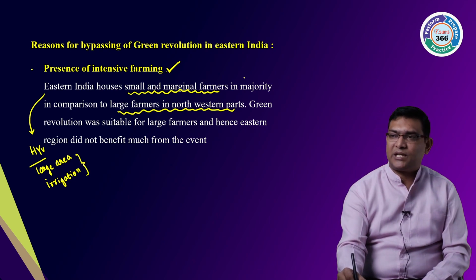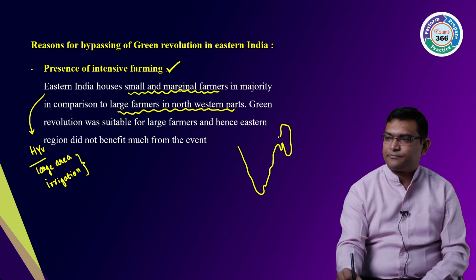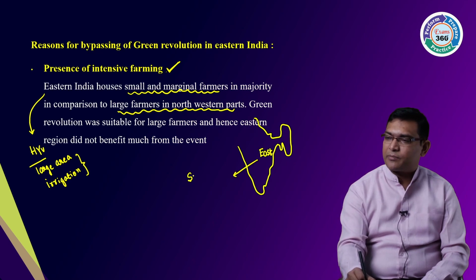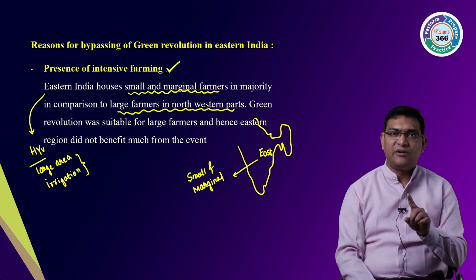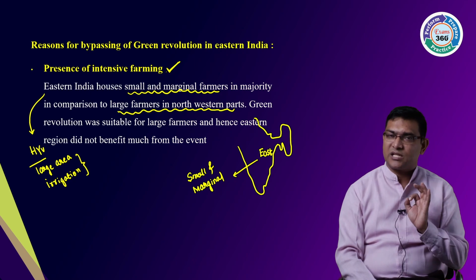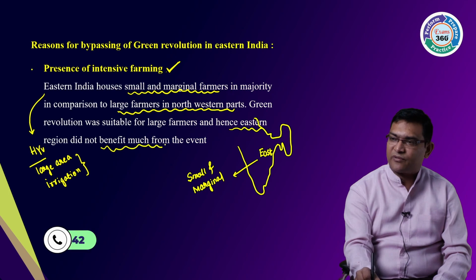So all these are some of the factors. But in the eastern part of the country, the farmers are small and marginal farmers. So the first reason is that it is not suitable for them, and they are not much benefited from such events. Hence the eastern region did not benefit from the event.